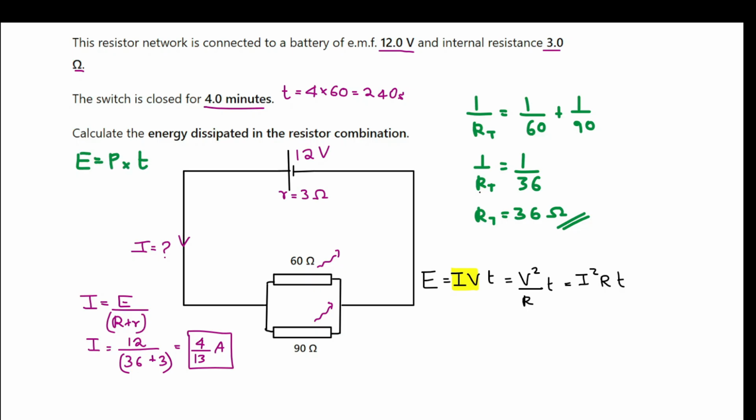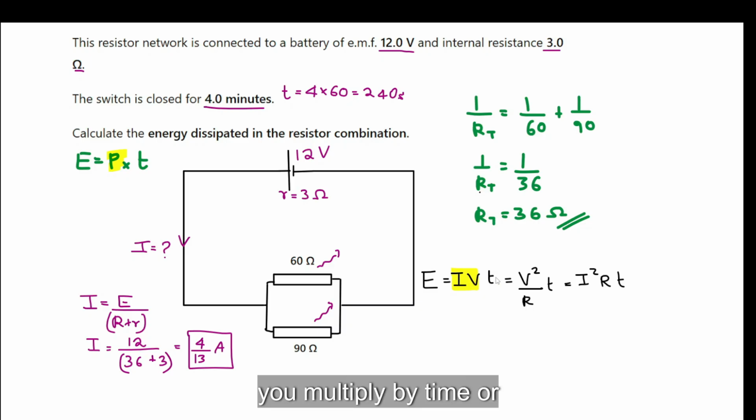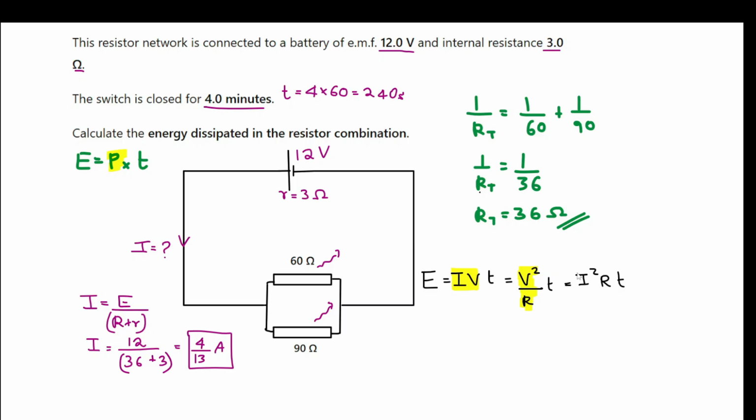So I know the power formula. P equals IV, you multiply by time. Or P equals V squared over R, times T. Or P equals I squared R, times T. You can use any of those equations.